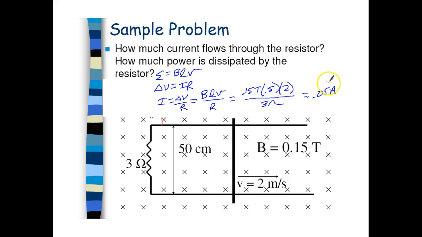But they want to know the power, and we know that power then is equal to a lot of things. We could do IV, we could do V squared over R, but let's just do I squared times R since we just solved for current. So this is 0.05 squared, and we're going to multiply that times our resistance, which is 3 ohms. When we get done, we're going to end up with a value of 0.0075 watts.